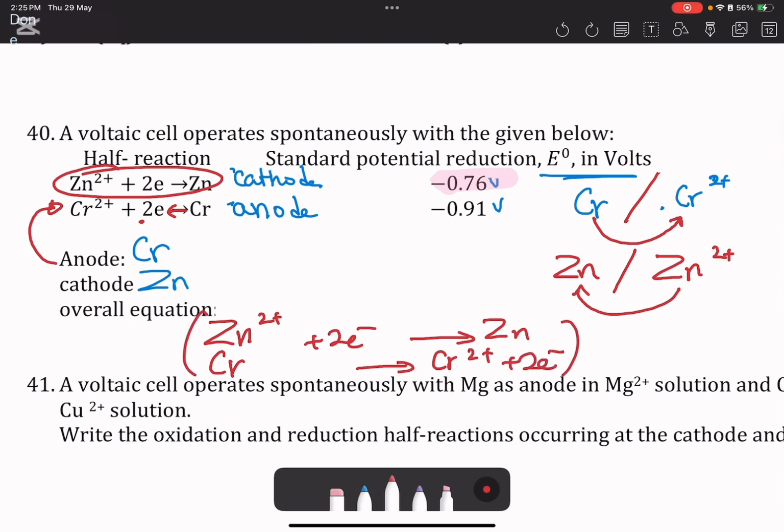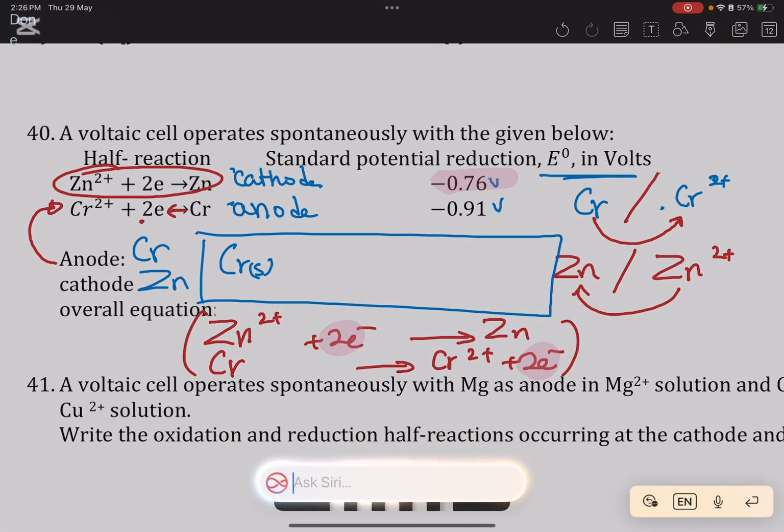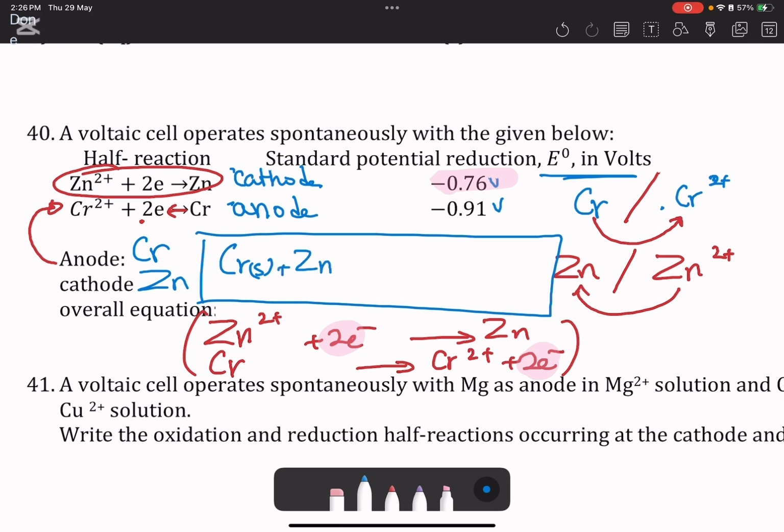Now, 2 electrons lost, 2 electrons gained. I can simply write the overall equation, I'm going to write it over here. These two together: Cr solid and the Zn2+ solution, giving zinc solid and the Cr2+ solution. Moving on. So that's the overall equation.